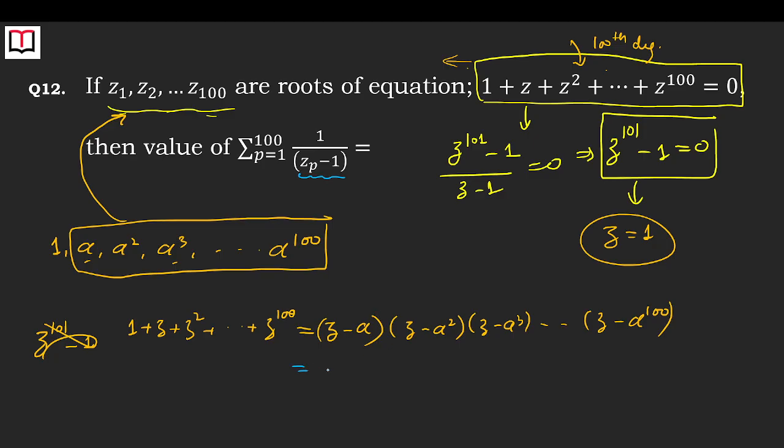These are 100 factors. So if I just take minus 1 common from all of them, we get the same thing. So it's z1 minus z, z2 minus z, z3 minus z, and then z100 minus z. Isn't that? Now see, since I need it, what will I do? I will take log both the sides. So ln of 1 plus z square plus dot dot dot z to the power 100 is equal to ln of alpha minus z, ln of alpha square minus z, ln of alpha 100 minus z.